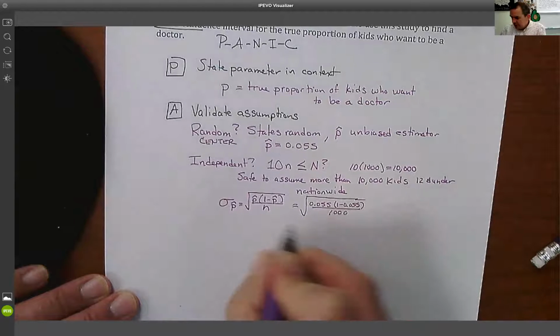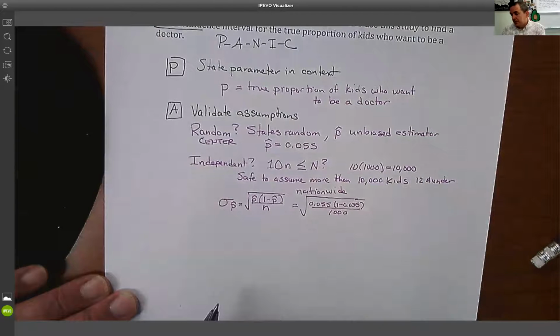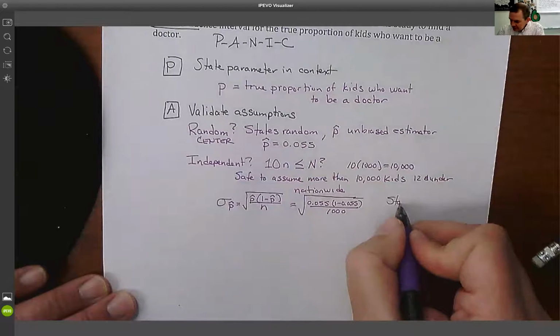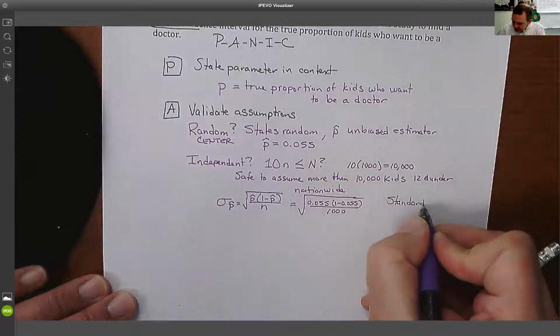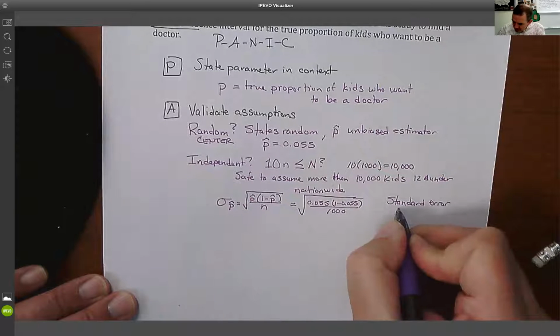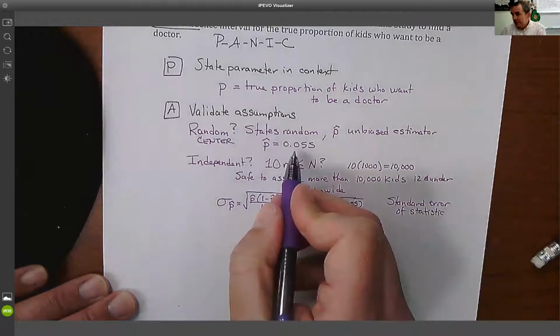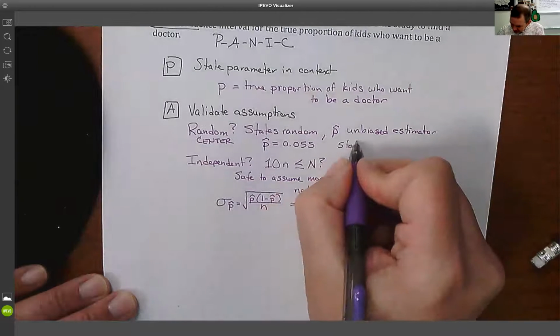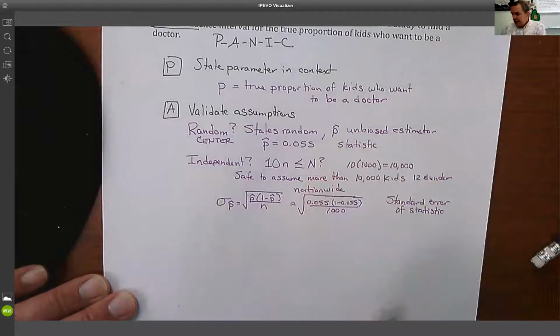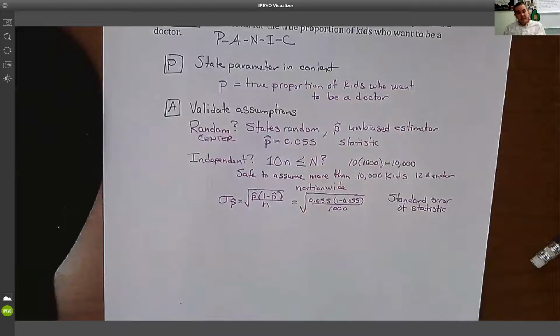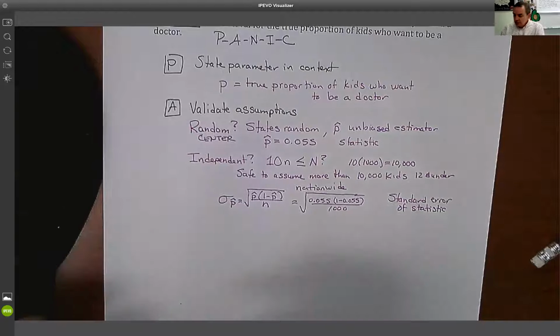I plugged in the number for P hat in both places. I plugged in the 1,000. This guy is called standard error. It has a different name. It's my standard error of my statistic, P hat being my statistic. And here's the deal. You don't ever really need to simplify it, to be completely honest with you. It's not necessary to. You're allowed to just leave it like that. The calculator is going to do the work for us.